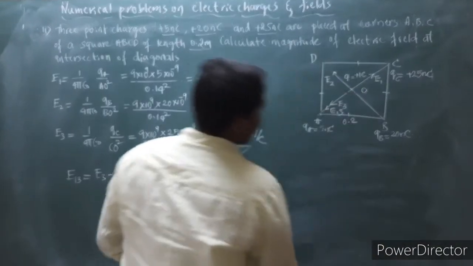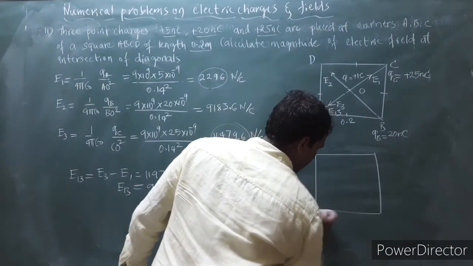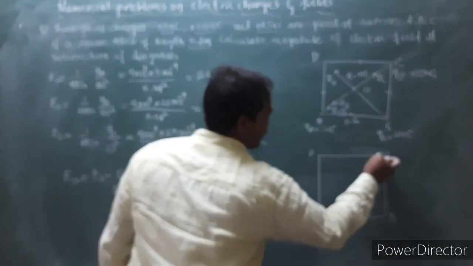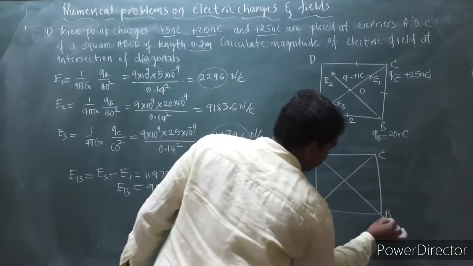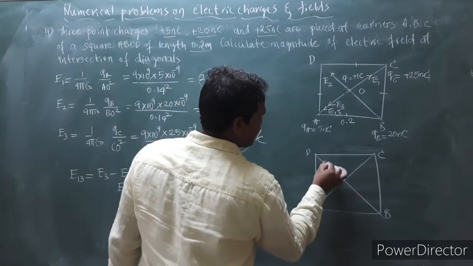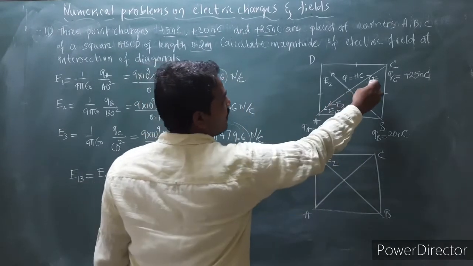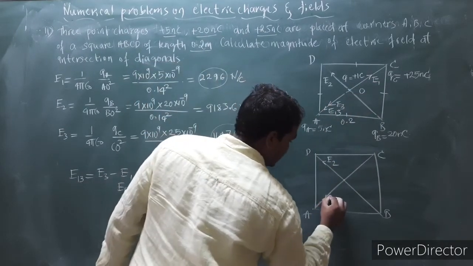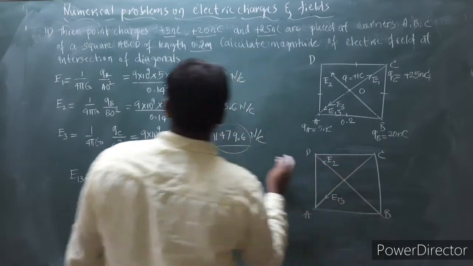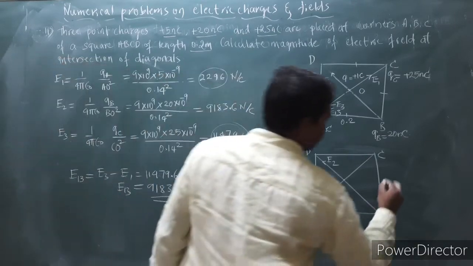See here, the same thing I will redraw again. This is the square: corner A, corner B, corner C, and this is corner D, and this is the intersection of the diagonals. At this point I have, as usual, the vector E2 here. Here I have combined E1 and E3, so I write it as E13 here. And E2 is equal to 9183.6.